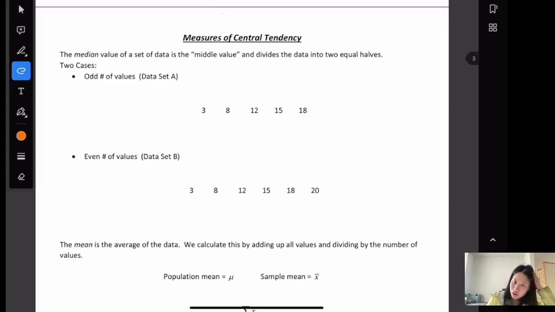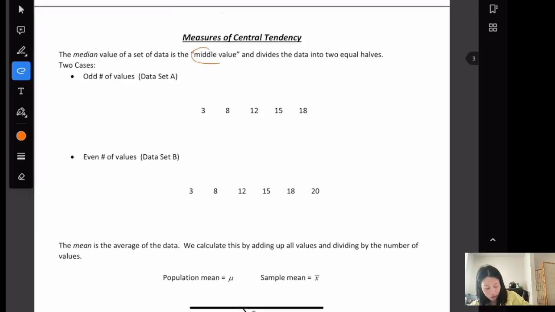In this video, we're going to talk about the measures of central tendency. The median value of a set of data is the middle value and divides the data into two equal halves. So the median is the middle of the values.